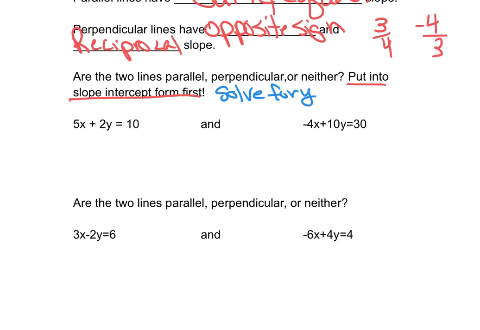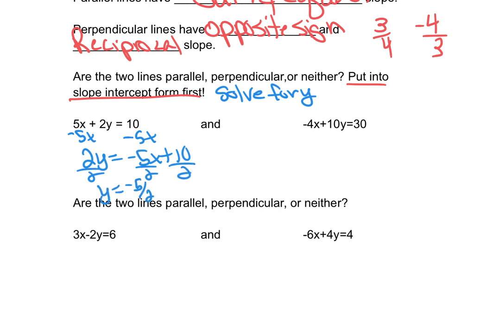Okay, so I'm going to subtract 5x from both sides, and I get 2y equals -5x plus 10. If I divide everything by 2, I get y equals -5 halves x plus 5. So my slope over here is -5 halves.